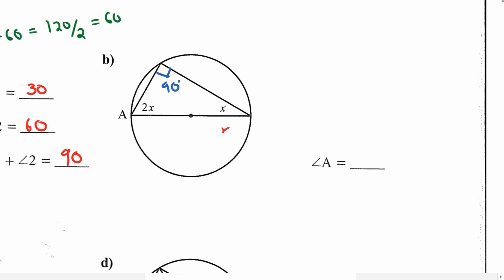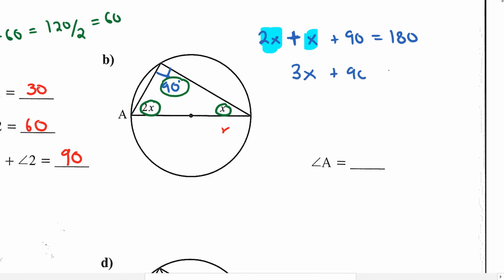So I know that this angle, x, and the 2x, and that 90, those three angles, they do add up to 180 degrees. So let's go ahead and write that out. So 2x plus x plus 90 degrees equals 180 degrees. So that's the setup that I can have for that particular problem. And then let's go ahead and just add this up. So 2x plus x, that's going to be 3x plus 90 equals 180.